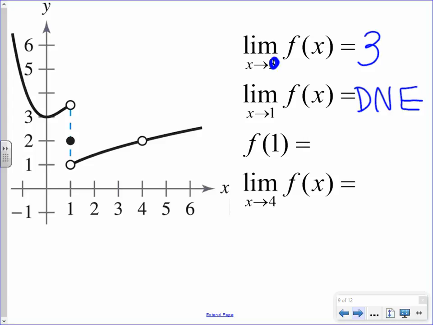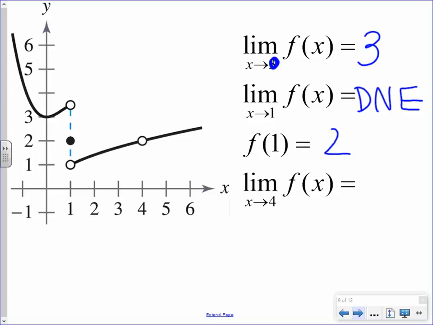Okay. Pod 6, f of 1. Why is it 2, Abram? What did you see up there that made you guess 2? You saw a black dot. That is exactly right. Wherever that coordinate is, that is the function's value.